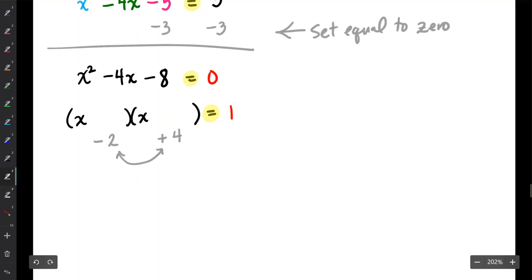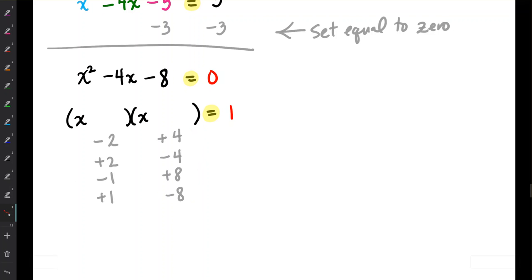Switching those around would not change anything because we've got the same beginning here. Right, so the order doesn't matter, but we could have the 2 be positive and the 4 be negative. And then we could have a -1 and a +8. Or we could have a +1 and a -8. Those are my only options. And if these 4 options fail, then we've got to use our quadratic formula. Let's try this first one.